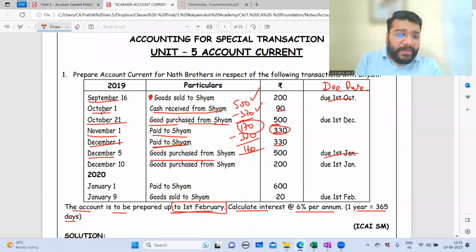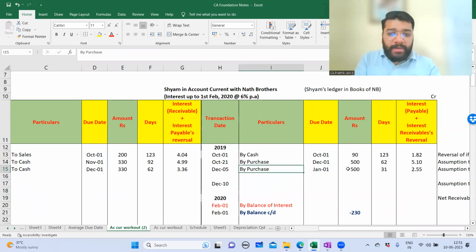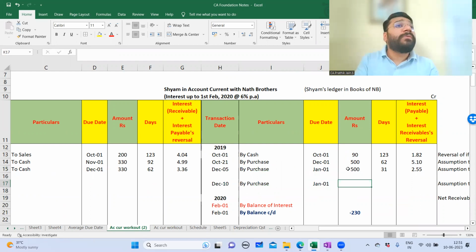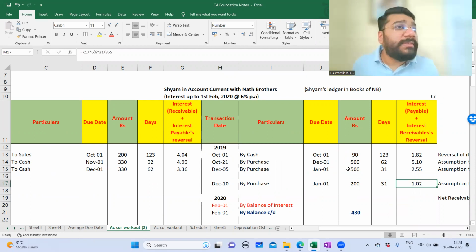Then December 10. Again goods purchased from Sham for 200 rupees, due on 1st Jan. Purchase due on Jan 1, amount 200. Can I say the same 31 days? Interest, please. 1.02. Online people, please confirm.